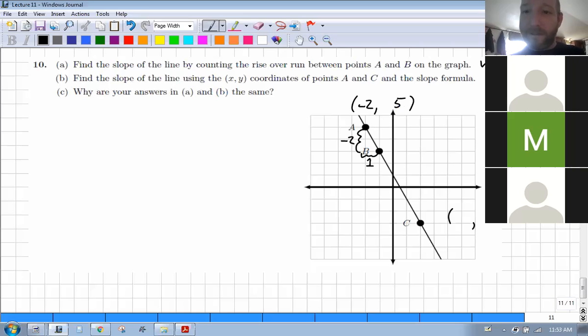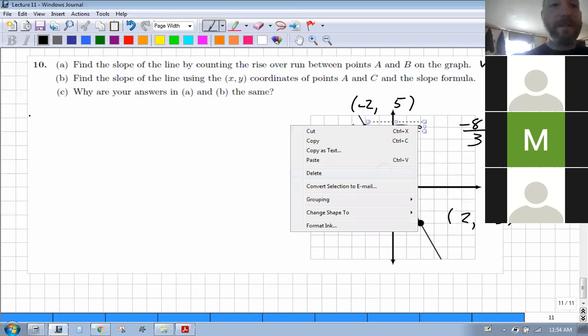Point C here is 2, -3, right? We could do the same thing. We could ask, what's the distance there? There's 5 and then another 3. That's 8. We're going down 8. And we're going to the right 1, 2, 3. Going to the right 3. -8/3. All right. What they want us to do though is just go like this.